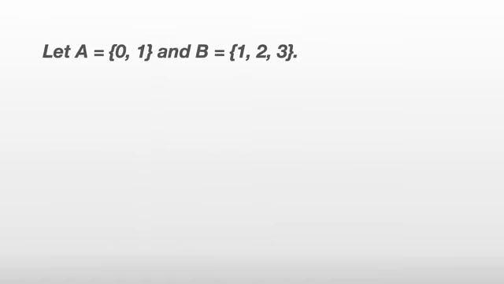Let A be the set containing 0 and 1, and B be the set containing 1, 2 and 3. What is the union of A and B?